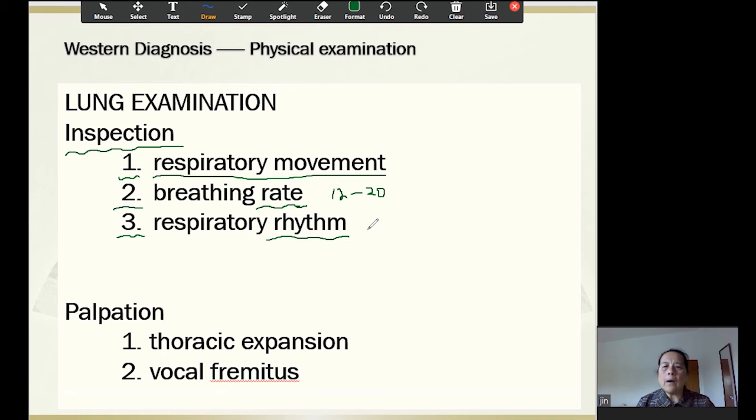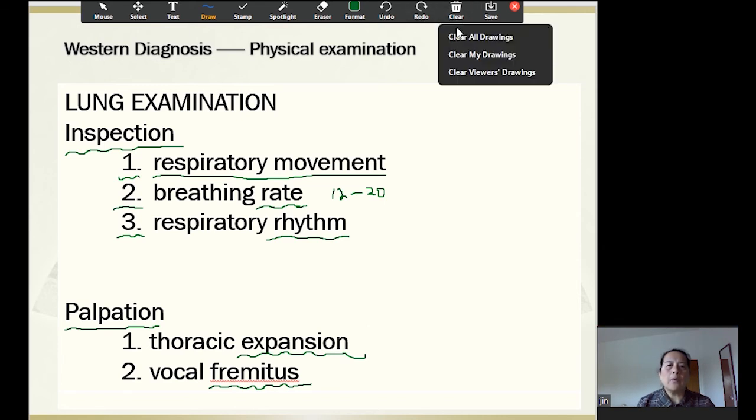Then we're talking about palpation. Palpation is pretty much the same, we're checking the chest area. We're still looking for expansion, following the respiration. And we still feel the vibration, like tell the patient to say 1, 1, 1, and then we can feel it. Both sides should be the same.